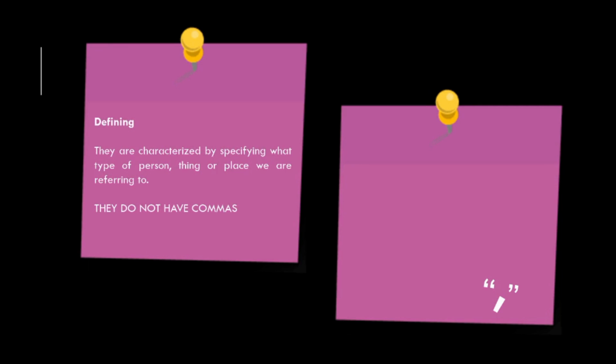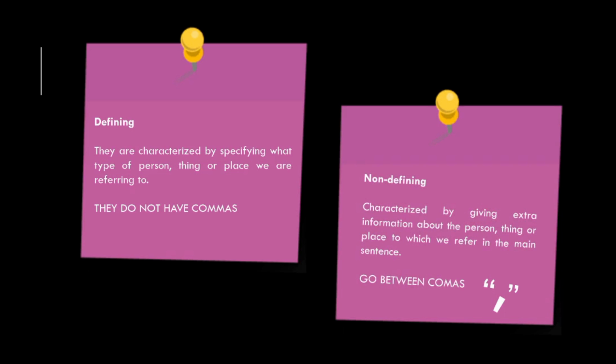There are two key definitions. Defining relative clauses keep the necessary information about a person, thing, or place. Non-defining relative clauses give additional information. If you omit the relative clause, the sentence still makes sense. There are commas around them.